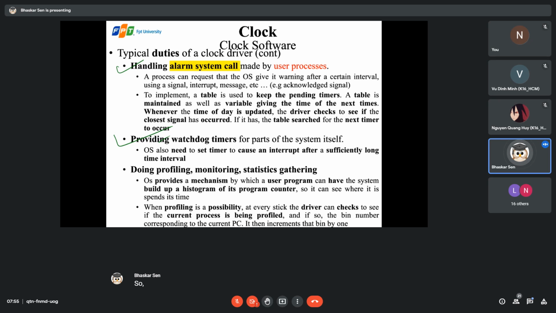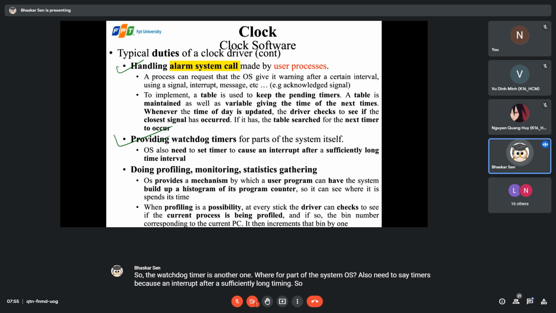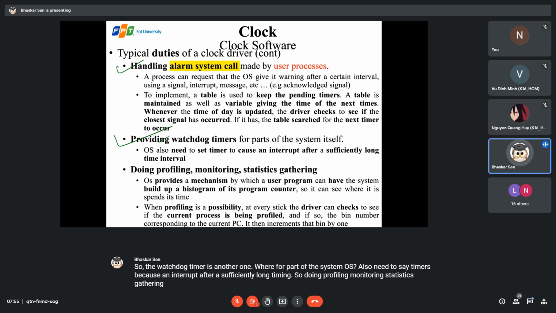So the watchdog timer is another one, where for part of the system, the OS also needs to set timers to cause an interrupt after a sufficiently long time interval. Doing profiling, monitoring, statistics gathering are also important duties. So we do have a whole bunch of things right in there.